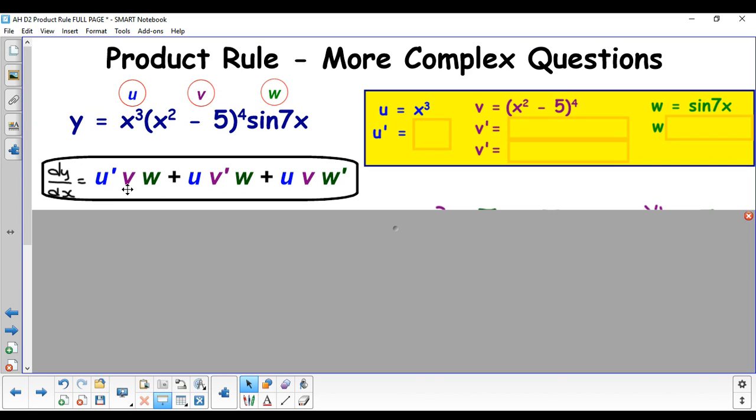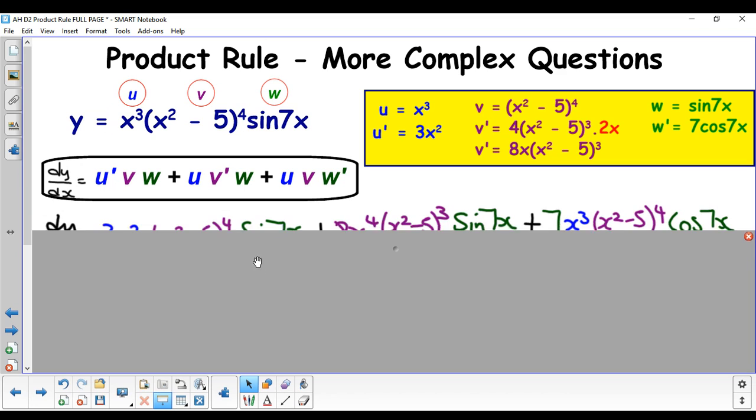So the derivative of the first one, then the derivative of the second one, then the derivative of the third. This time we've got u, v and w, so u will go to 3x squared. Be careful about this one. The 4 will come to the front, it will be to the power of 3, but the chain rule comes out with 2x as well. So bring that to the front and have it as 8x. And then sine 7x will go to 7 cos 7x.